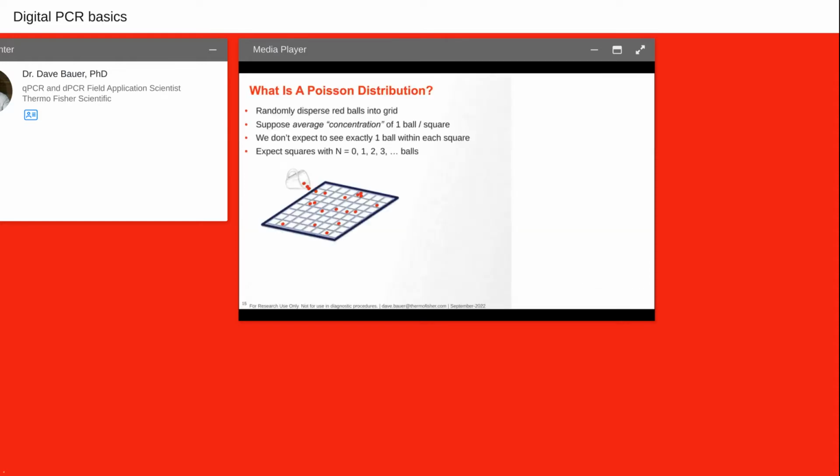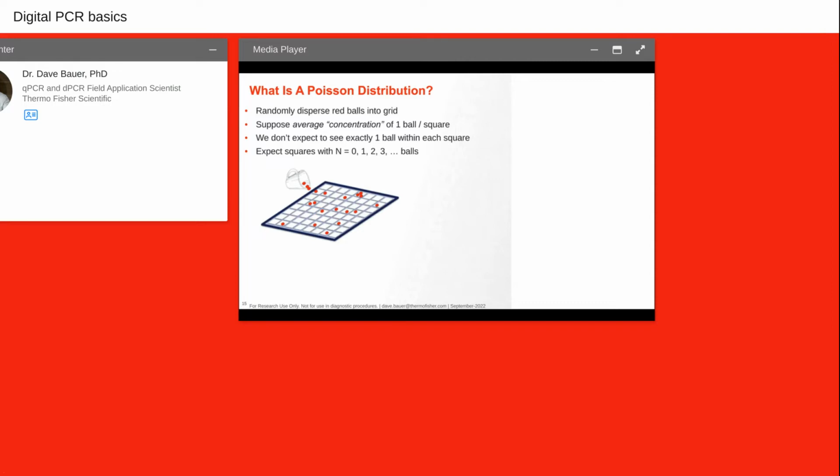So just to briefly give an example about Poisson statistics, let's talk about a quick hypothetical here. Let's say I have this grid of squares on the table, and I have a cup of red balls. I dump the red balls into the grid. And let's assume that we have the same number of red balls as we have squares in the grid. So the effective, quote unquote, concentration is one ball per square. But if I were to dump those out on the table, I don't think anyone expects to see exactly one ball in every single square.